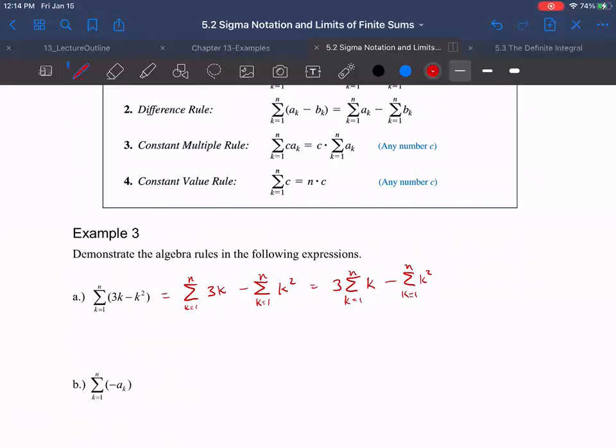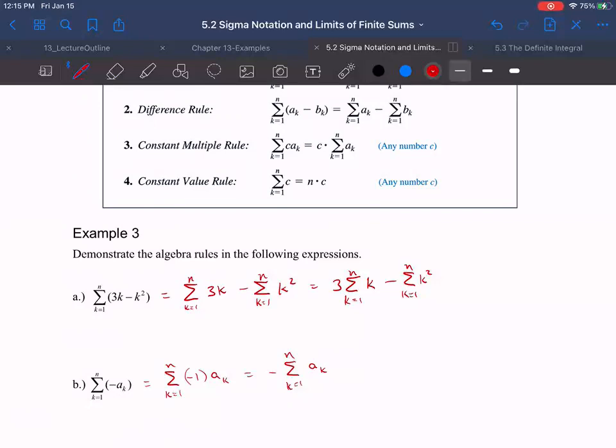Yeah, that's going to be our multiple. Rule 3 would be like having it this way, right? The sum from k equals 1 to n, whatever n happens to be, of negative 1 times a sub k, whatever the term happens to be there. And then that's just going to be negative the sum from k equals 1 to n of whatever we're summing over there. Okay? Any questions on that? Good.